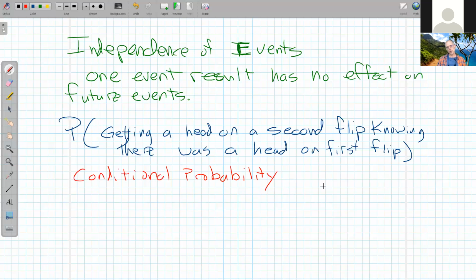And there's a technical definition for how to deal with that. We're not going to worry about it because we only have this short time to work on probability. If we spent a few weeks or a whole quarter on this, then we'd break it out more carefully. But what's your gut opinion on this? Does a first flip of a coin affect the second flip of a coin?